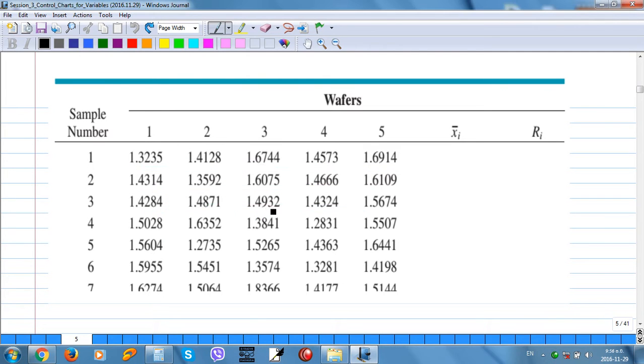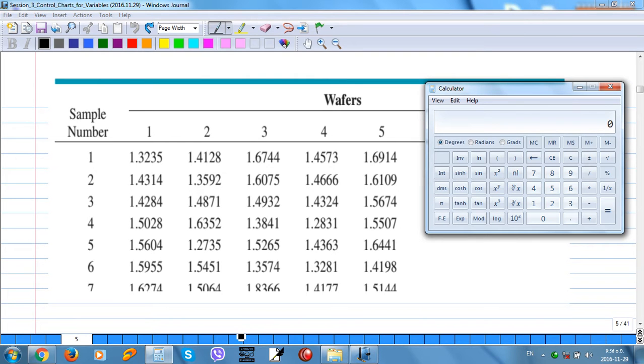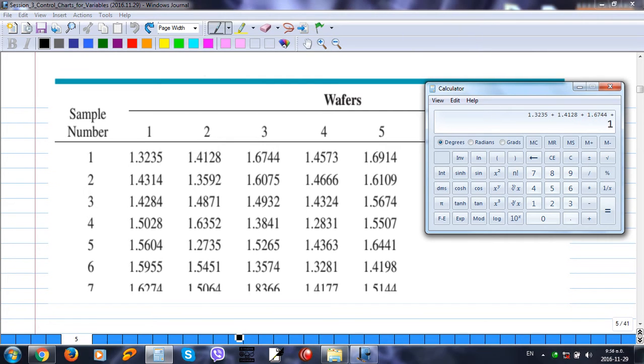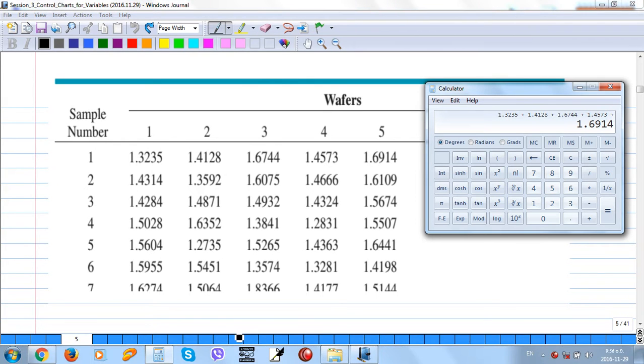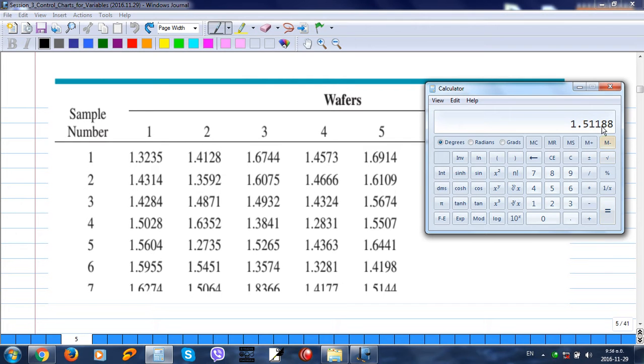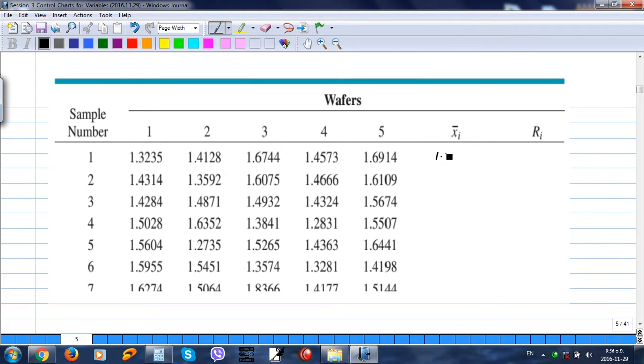We will do the first one. 1.3235 plus 1.4128 plus 1.6744 plus 1.4573 plus 1.6914, then divide by 5. So we get 1.5119.